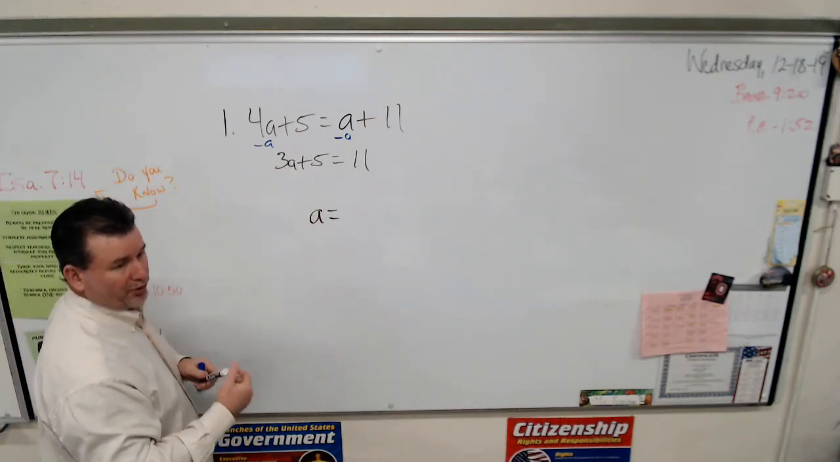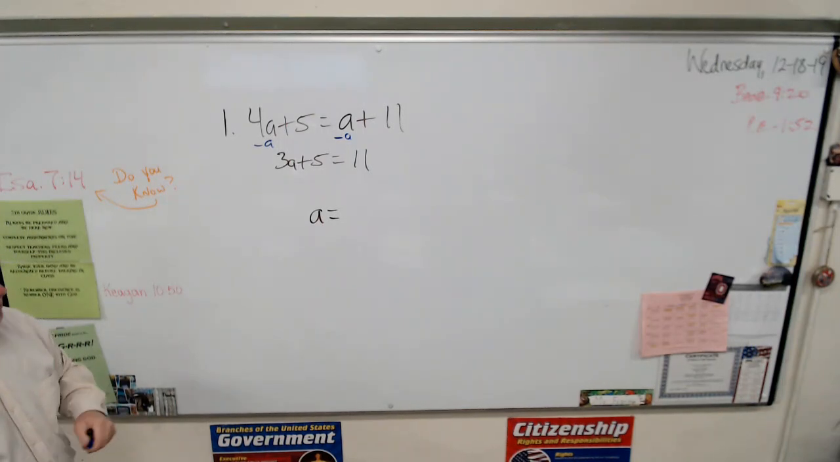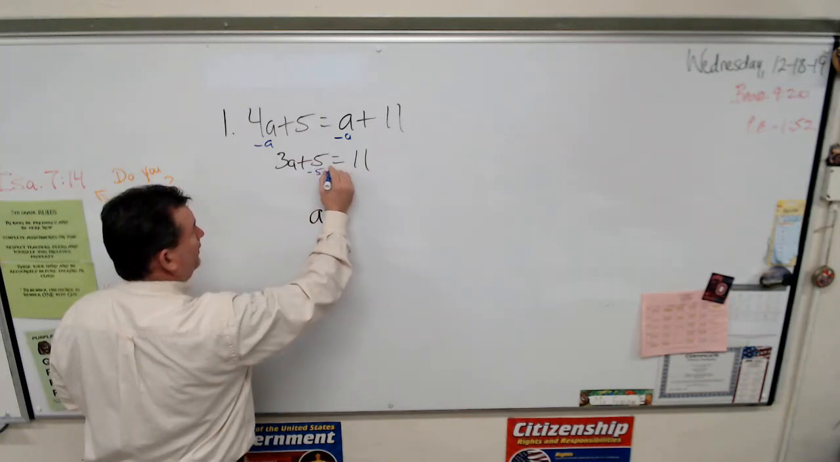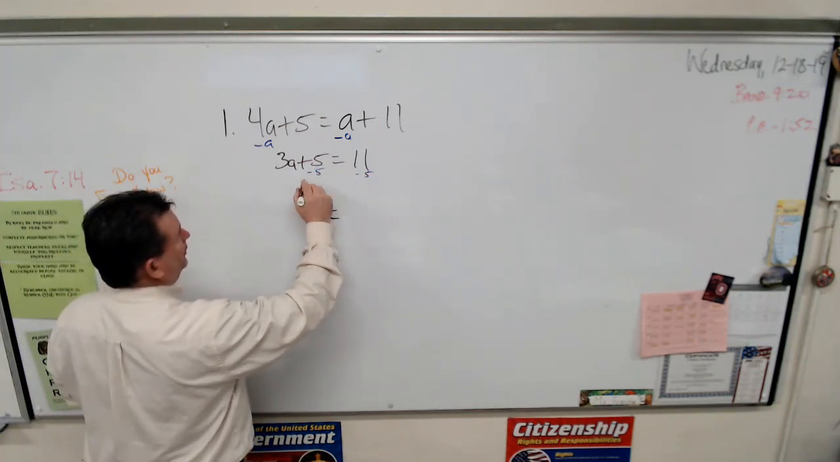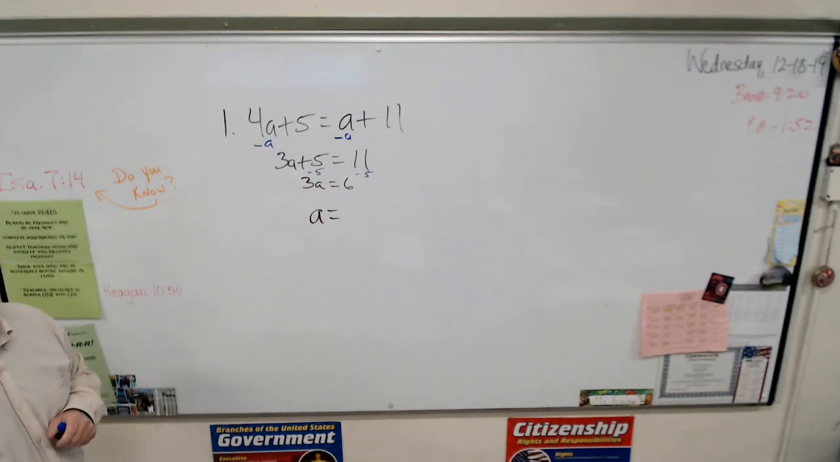So now what am I going to do? I still want to get the a by itself. How do I get rid of the 5? Subtract 5. Minus 5, minus 5. So my new line looks like this: 3a equals 6. You still with me?